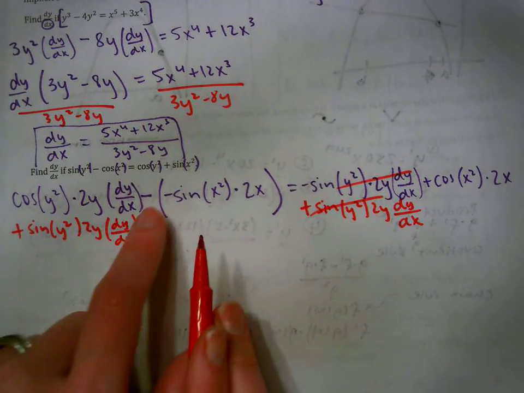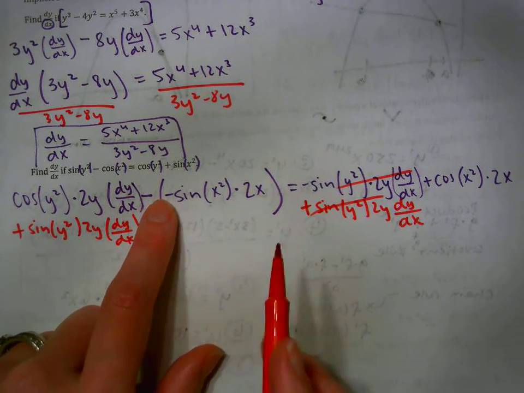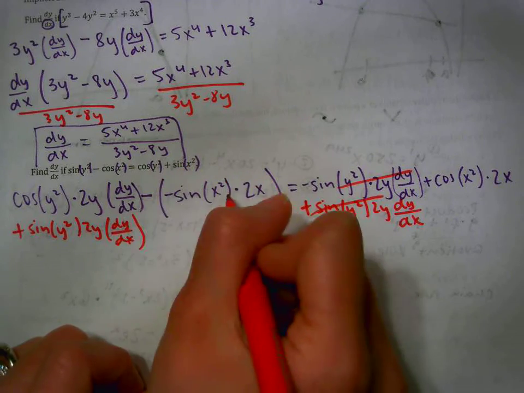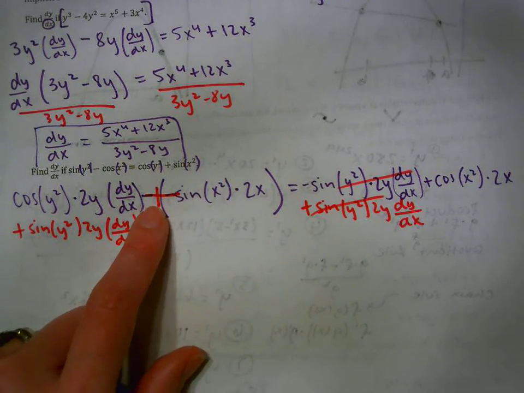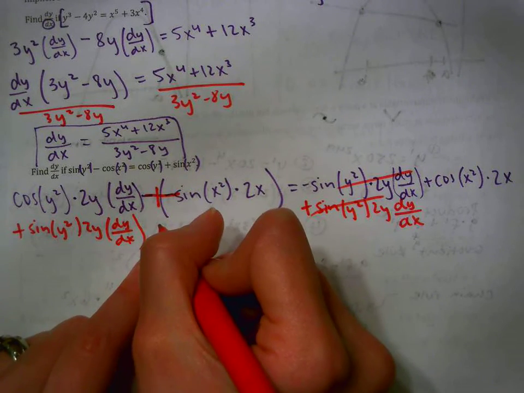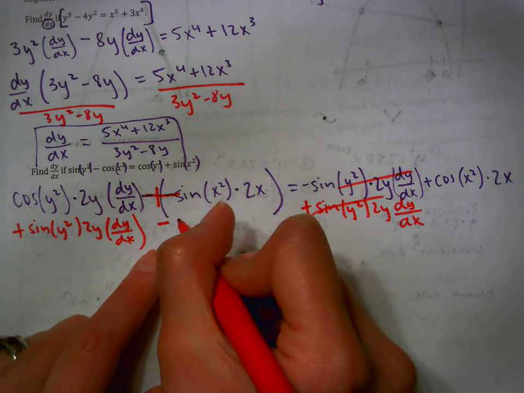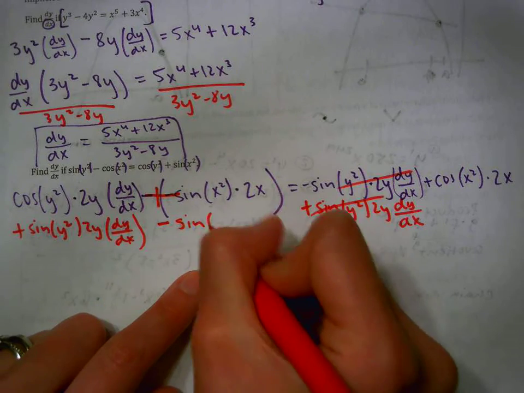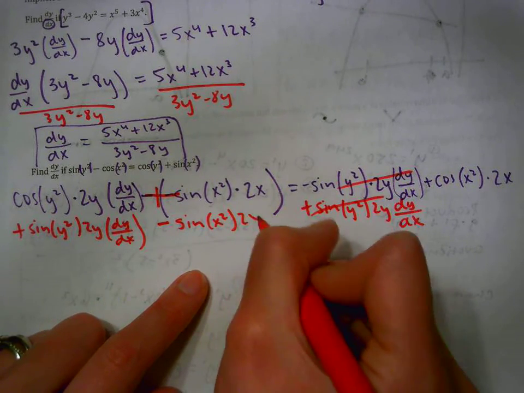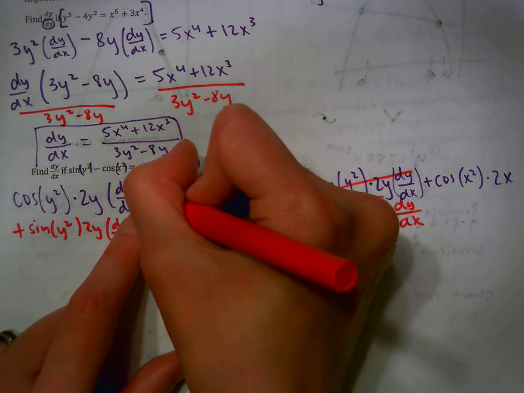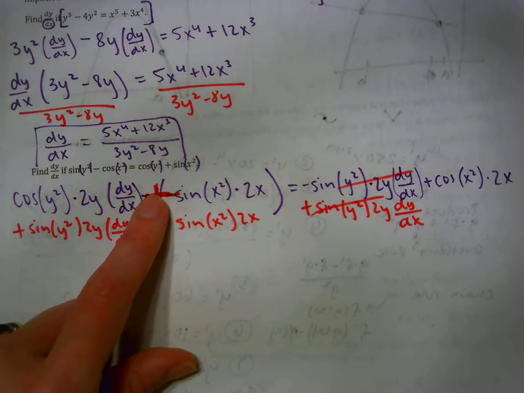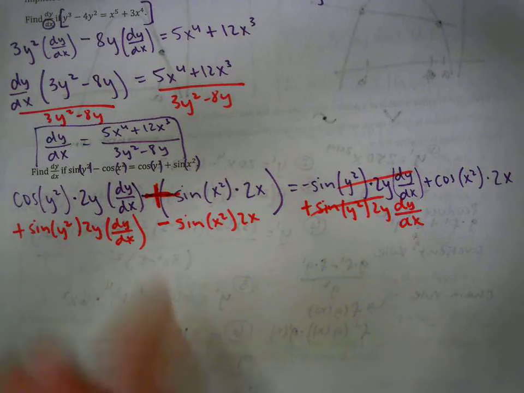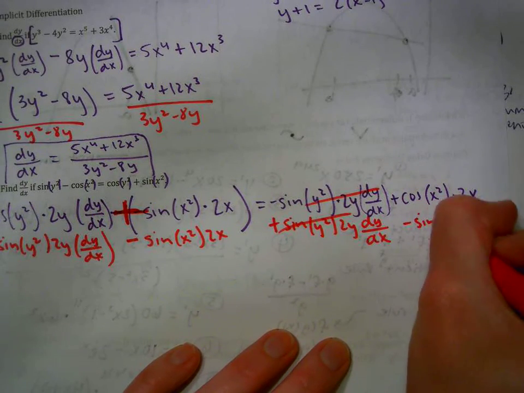And then here, because that's minus and negative, that whole term is negative, like a giant plus. So to move it to the other side, I'm going to have to do minus sine x squared times 2x. Does that make sense? That kind of looks weird, but minus and negative is plus, so to move it to the other side, you're going to subtract. So then I'm going to subtract over here.